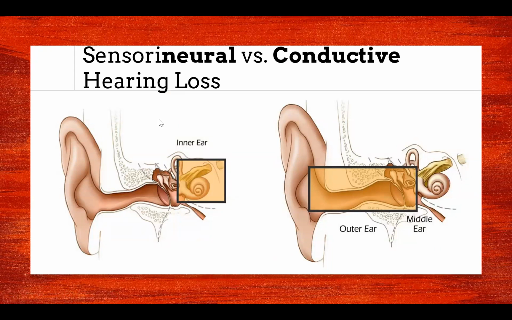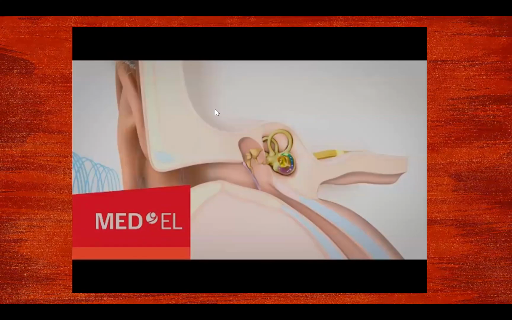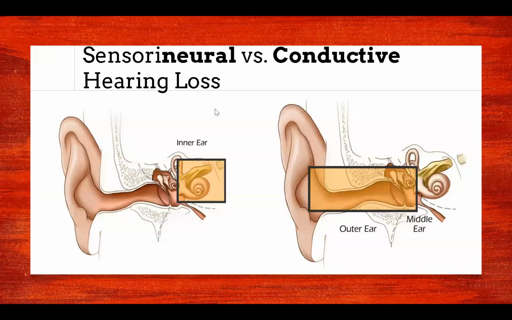Now, when we look at sensory neural versus conductive hearing loss, conductive is when something has gone wrong in the outer and middle ear, whereas sensory neural is when something has gone wrong in the inner ear, like something's wrong with our cochlea, for example. And when that happens, we have to treat those two things differently.